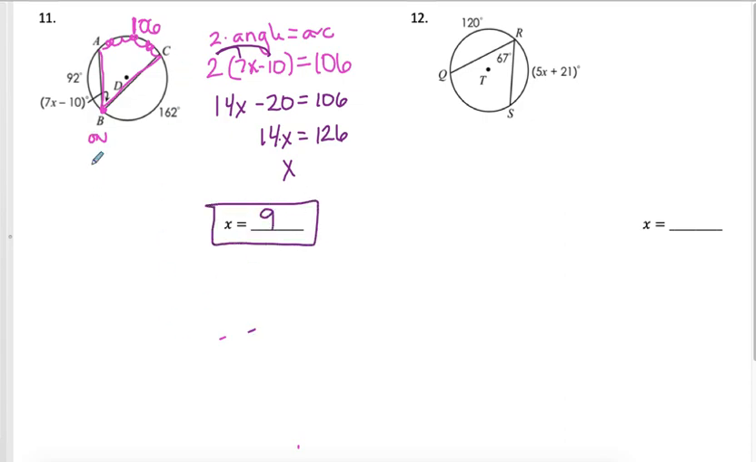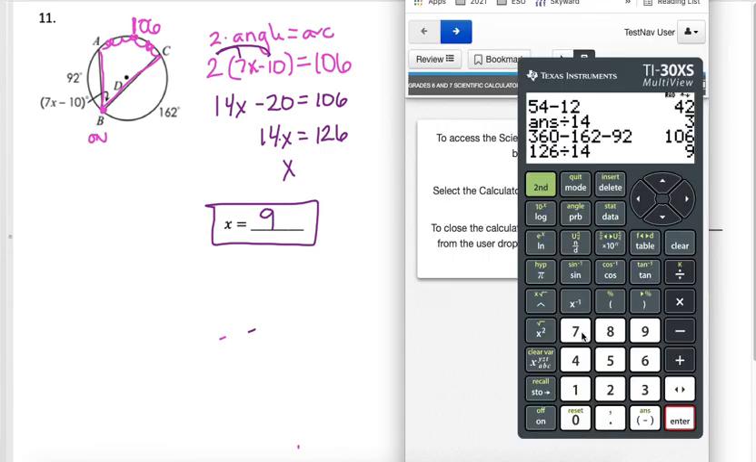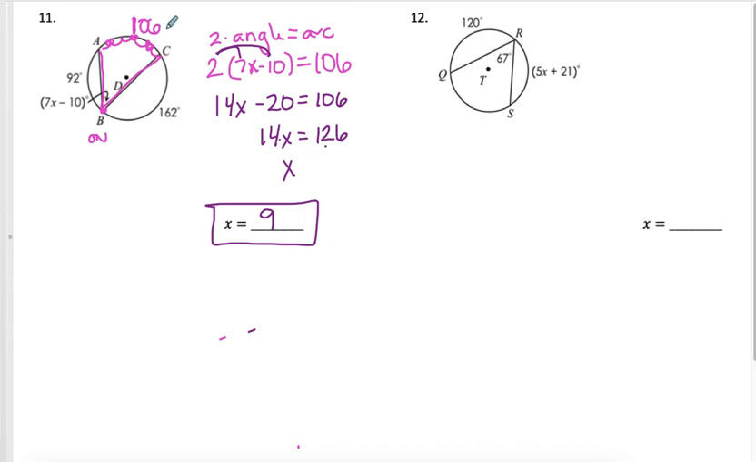I can plug in to check my answer. So I can do 7 times 9 minus 10. I get 53. 2 of those angles should equal my 106. So I know that my arc and angle and x all are correct. All right, last one we have here is 2 of our angle.